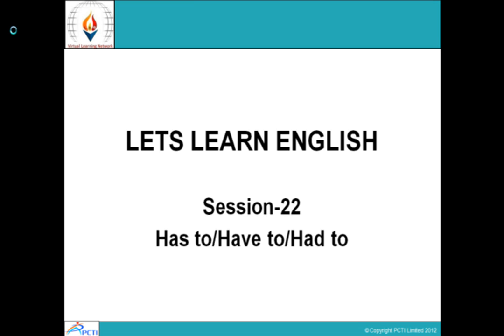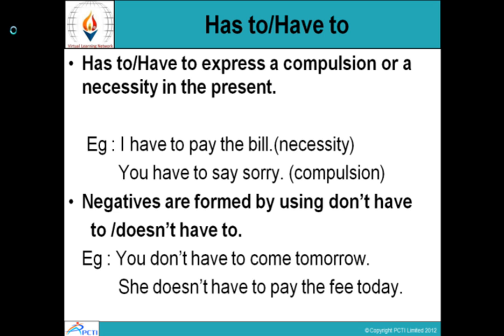Has to, have to, had to of Let's Learn English. Has to and have to express a compulsion or a necessity in the present. Example, I have to pay the bill. Necessity. You have to say sorry, a compulsion.